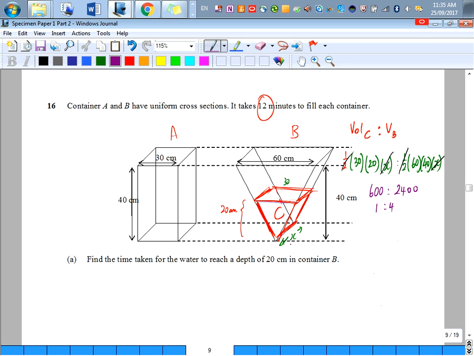Ryan, okay? It's 12 divided by 20. Then time taken for 20 cm in container B is equal to 12 divided by 4, which is 3 minutes. So this question, how many marks?